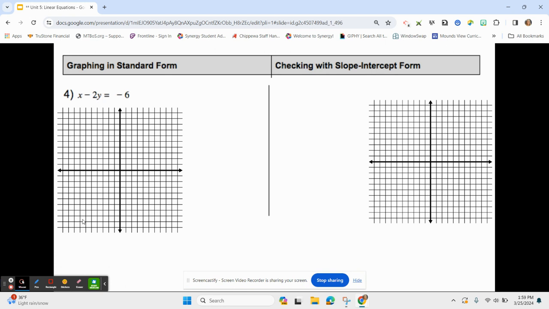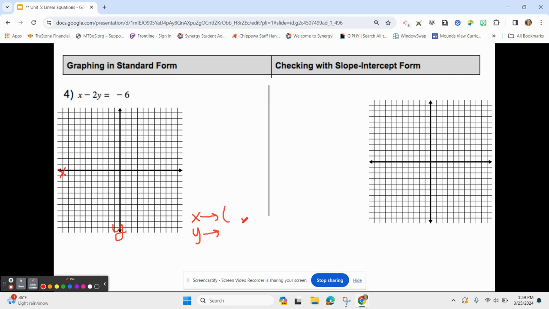Number 4. Again, I'm just going to do the standard form here. We need to find, hey, what is the x-intercept? So where is it going to cross on my x-axis? And what is the y-intercept? Where is it going to cross on my y-axis?